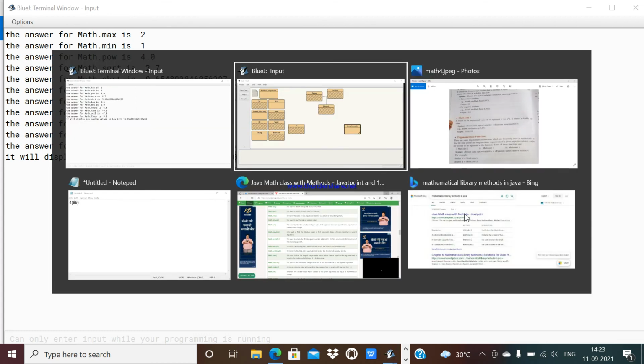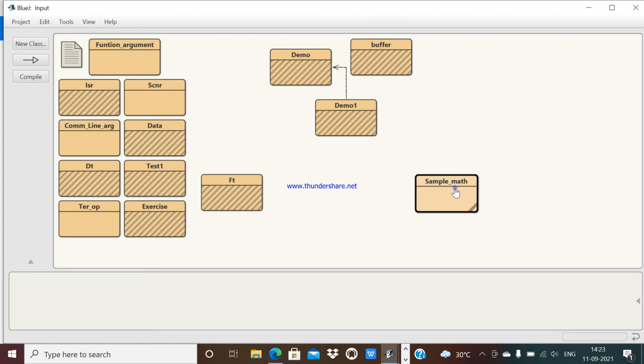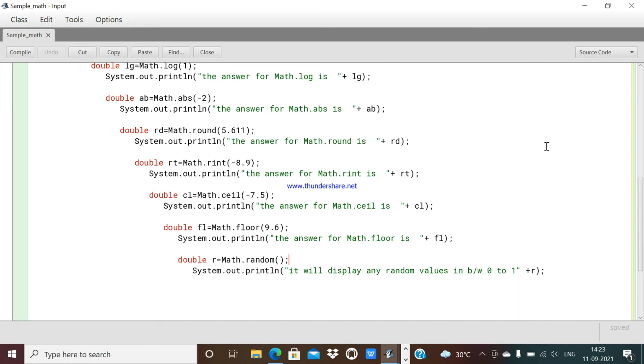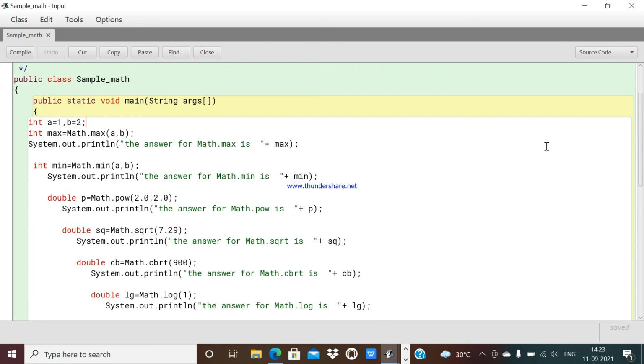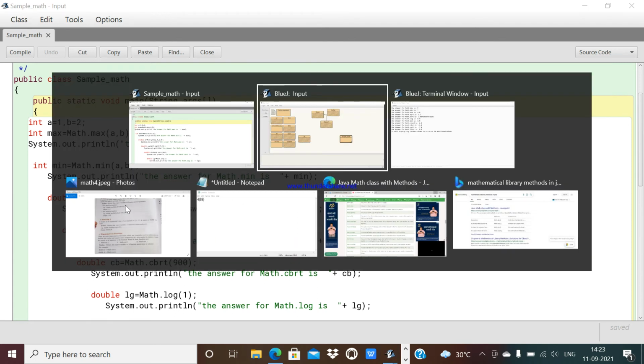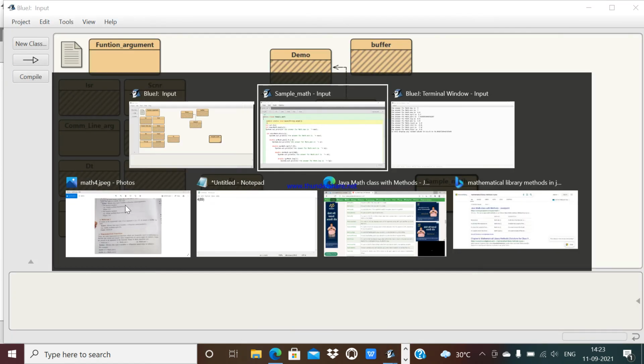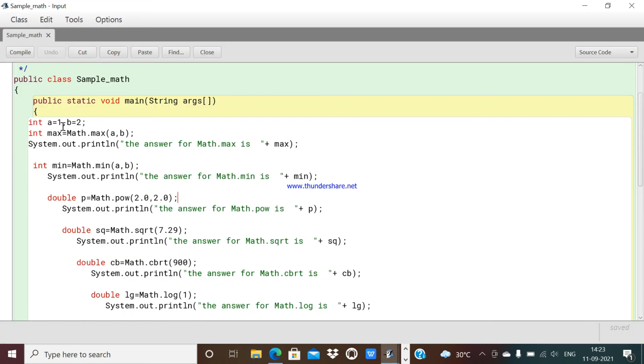See the output. Now let's compare the output with our code. This was our code. So the first thing we did is find out the minimum number, maximum number, and power with SQRT. Okay, so now let's check the output. See that the values we give to A and B are 1 and 2.